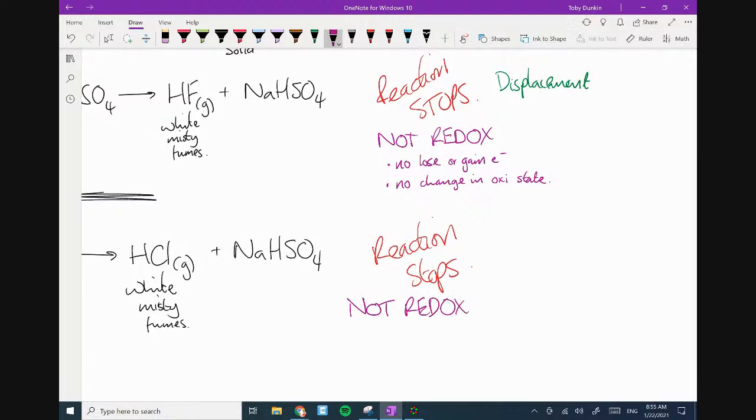Is there any difference? No difference. You can't tell apart. What that means is this reaction will not show you the difference between reducing powers of fluoride and chloride, and that question has been asked. Explain why these observations do not allow you to show the difference in reducing power between chloride and fluoride. And you say, because the observations are the same, there is no change in oxidation state, therefore I do not know who's more powerful. So same observation.